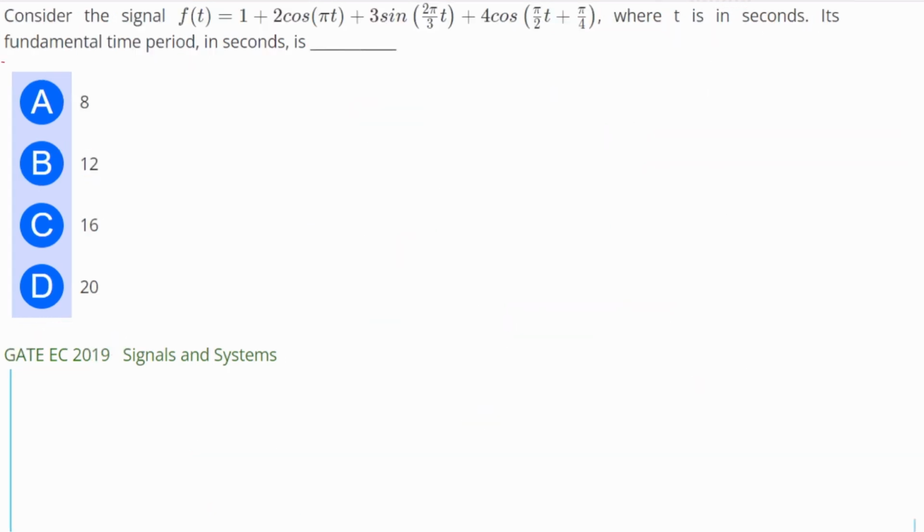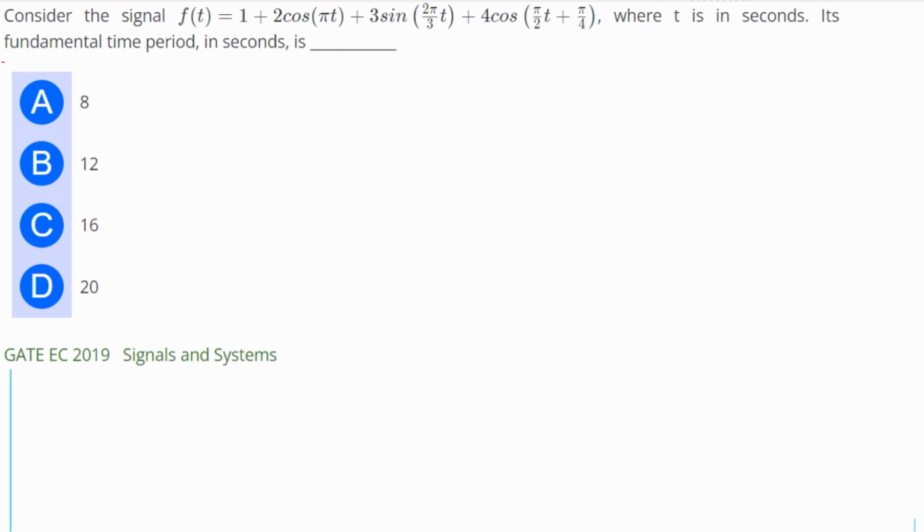Moving on to the next question. The question says: consider the signal f(t) is equal to 1 plus 2 cos pi t plus 3 sin 2 by 3 pi t plus 4 cos (pi by 2 t plus pi by 4), where t is in seconds. Its fundamental time period in seconds is.